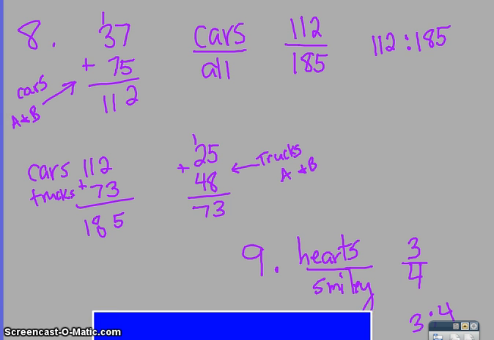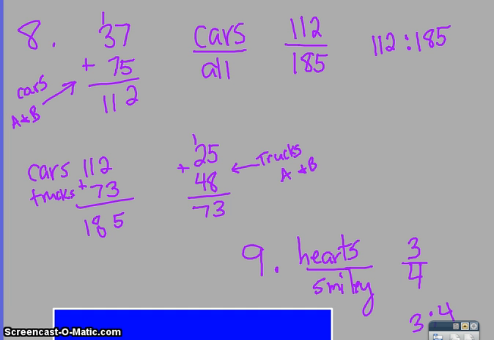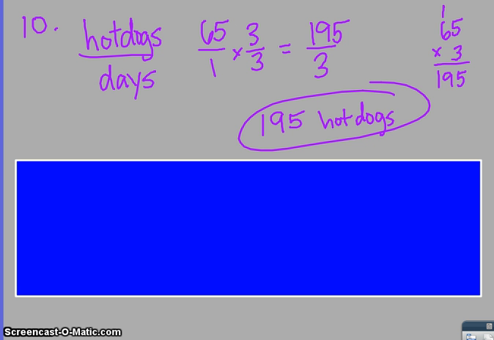Number 9 says, what is the ratio of hearts to smiley faces? Okay, our words are hearts to smiley faces, and there are 1, 2, 3 hearts and 1, 2, 3, 4 smiley faces. So our ratio of hearts to smiley faces is 3 to 4. Don't need to simplify.